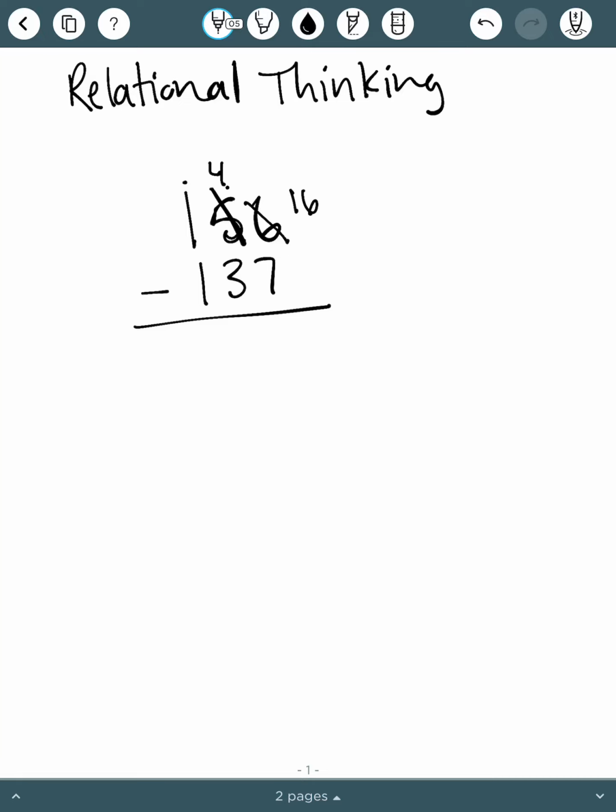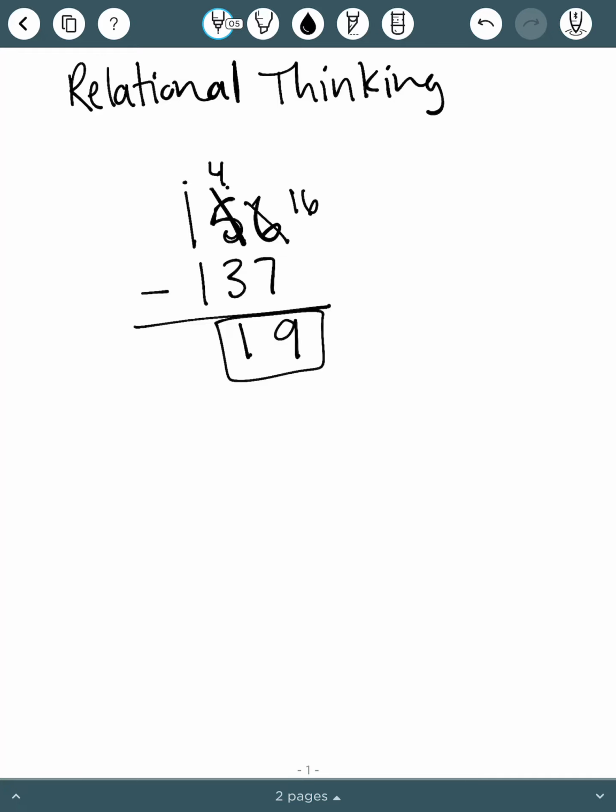So then we would do 16 minus 7 is 9, and then we would know that 4 minus 3, in other words 40 minus 30, would get us 1, which would actually be worth 10 in the tens place, and then 100 minus 100 is 0. So then our answer would be 19.